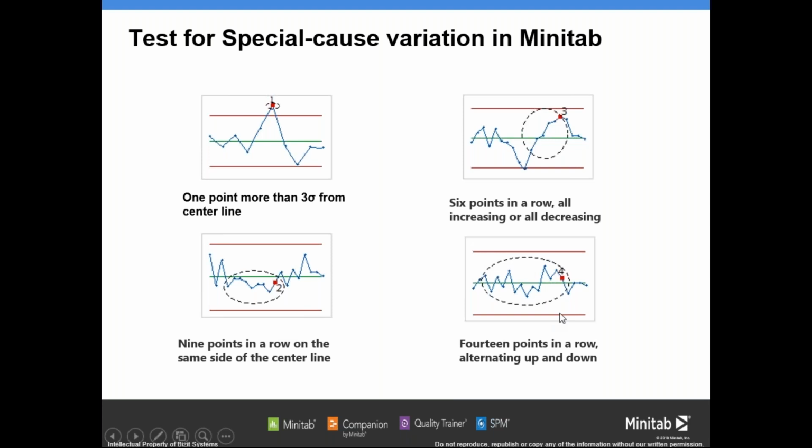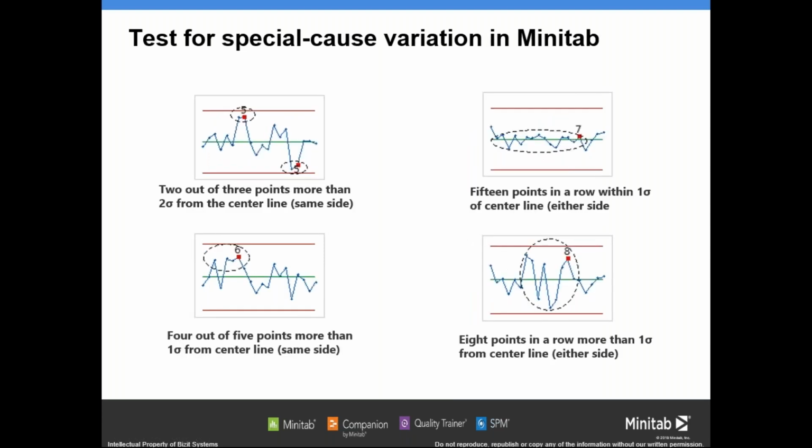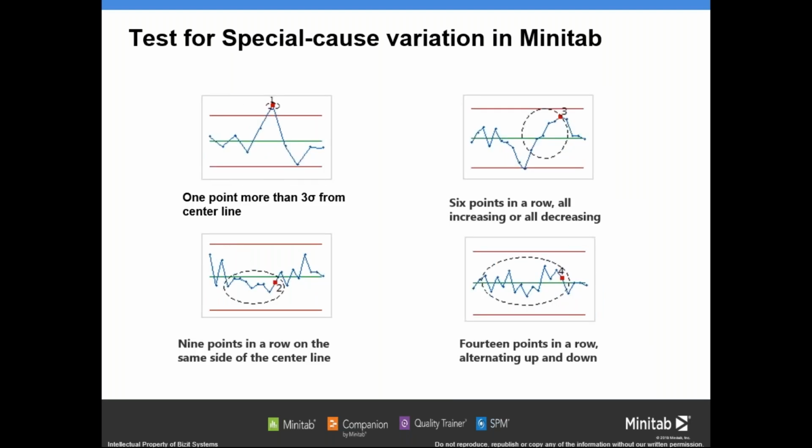Or 2 out of 3 points more than 2 standard deviations, or 15 points in a row within one sigma, or 4 out of 5 points more than 1 sigma from the center line, and 8 points in a row more than 1 sigma from the center line. So we have 8 types of tests for special causes if you are using Minitab. But by default, we just proceed with 1 point more than 3 standard deviations from the center line.